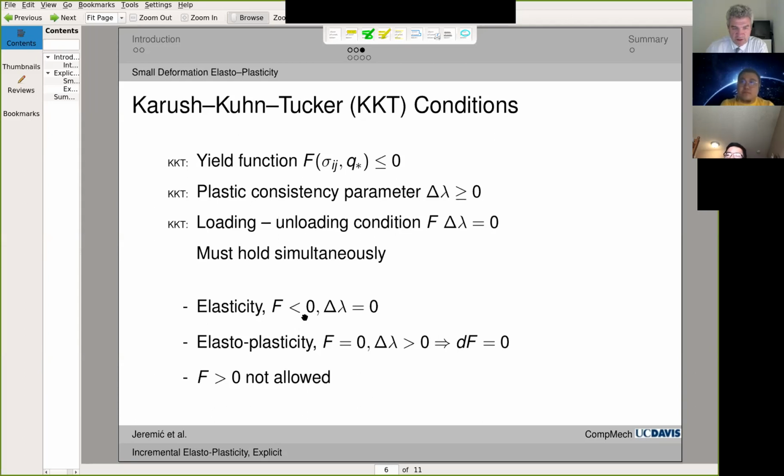Therefore, F is either less than 0 or F equal to 0. F greater than 0 is not allowed, according to this theory. And also there's one more condition whereby delta lambda can be equal to 0 and F can be equal to 0. This is happening very rarely. It's a so-called neutral loading, and it's really not of any practical interest because, again, this condition happens very, very rarely, and so we will not spend much time on that.